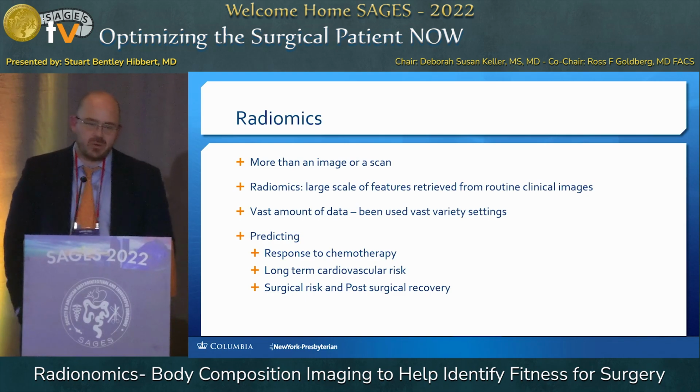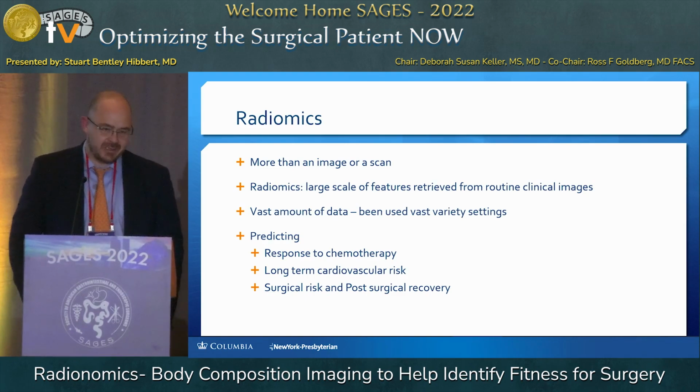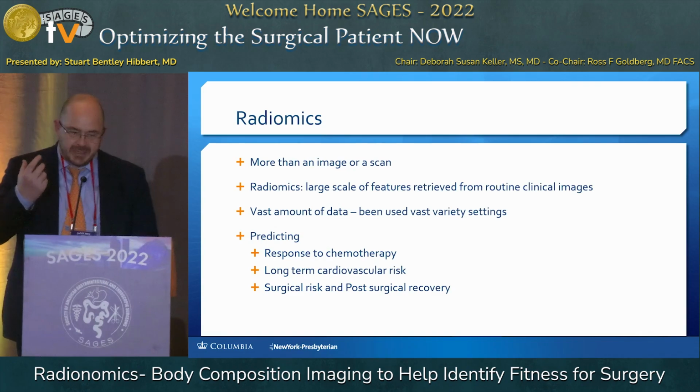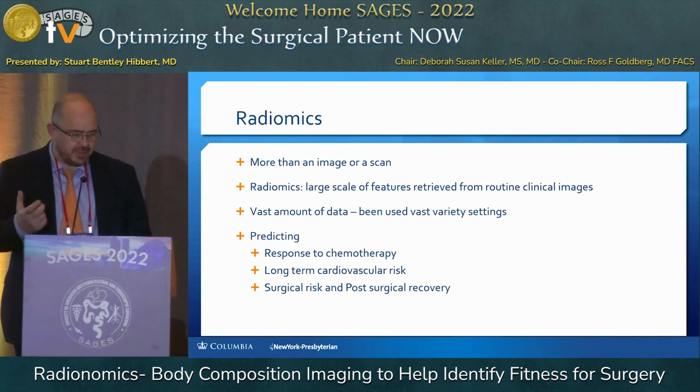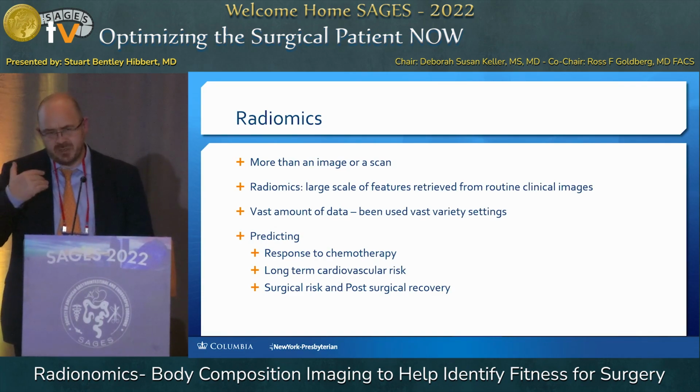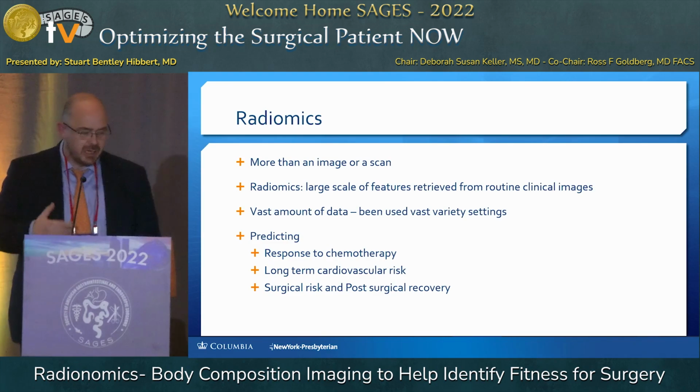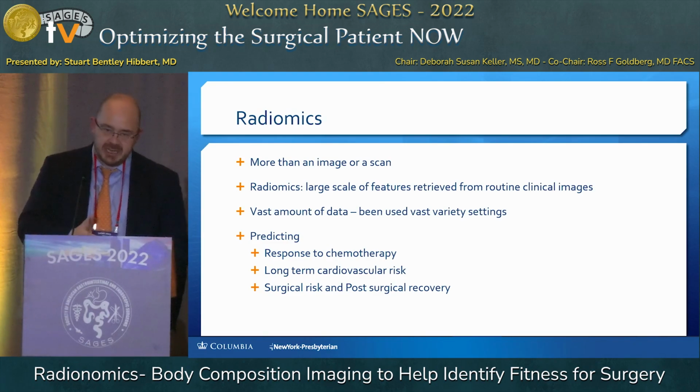But what is radiomics? Well, a picture speaks 1,000 words. Now there's actually 10,000 words from the picture. It's much more than an image or scan. There are a large number of features that we can take from routine clinical imaging, and this vast amount of data has been used in a vast amount of settings: response to chemotherapy, changing chemotherapy early, long-term cardiovascular risk, and also assessing surgical risk and post-surgical recovery risk.